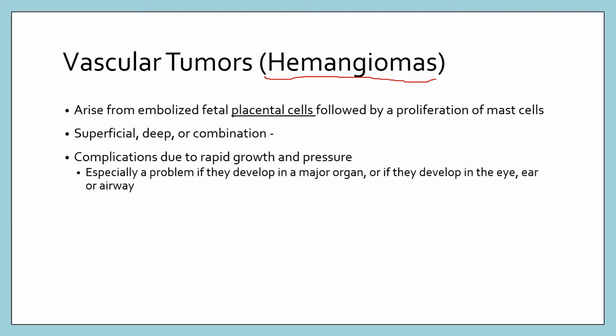Complications can be due to rapid growth and pressure caused by these embolized tissues. Especially, like I said, in the child I was caring for, they can affect the liver. That's a major organ that you don't want to have disrupted. They can also develop in the eyes, ears, airways, so they cause different problems based on where they are.